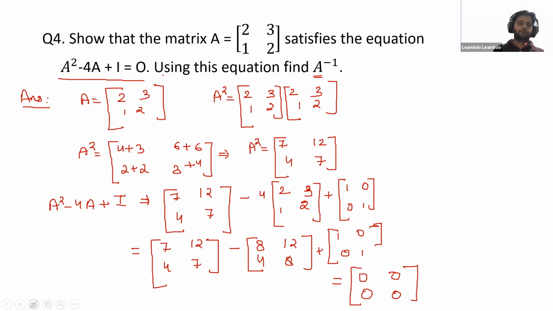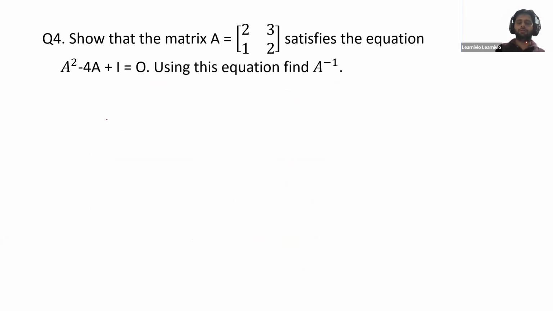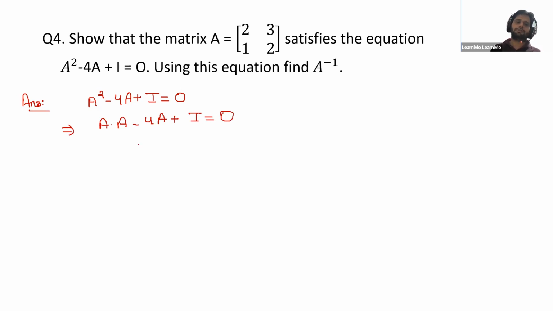Now, whenever in the question it is given that using this equation find A inverse or hence find the value of A inverse, then in such cases, please don't solve the question directly. Otherwise, you will not get the marks for the second part. We need to use this equation to find the value of A inverse. This A square can be written as A into A minus 4A plus I is equal to null matrix. Let this be 1. We will multiply 1 by A inverse.